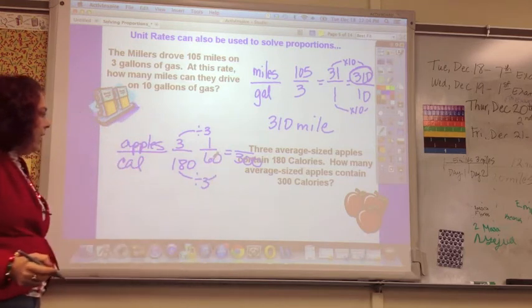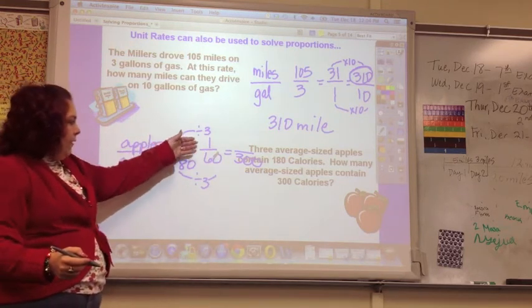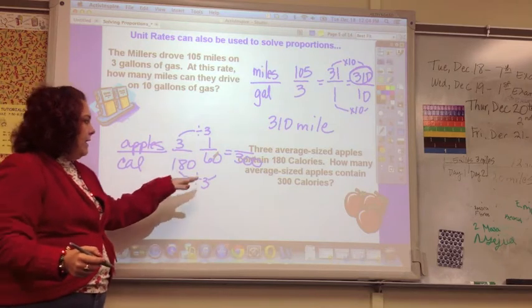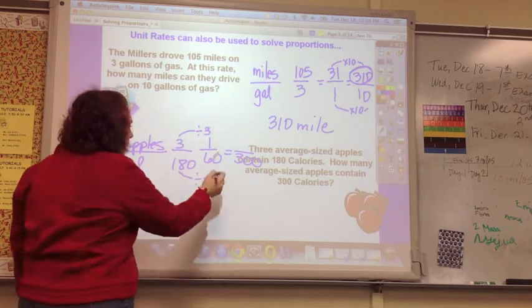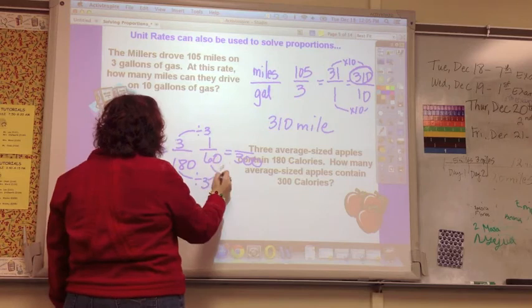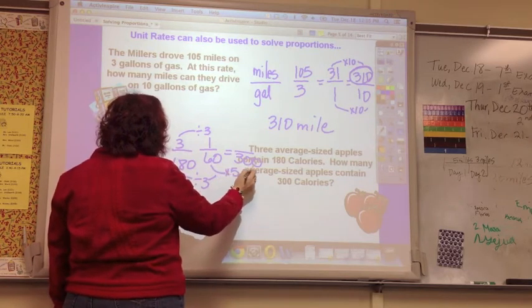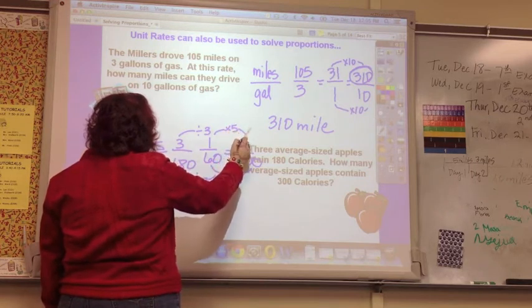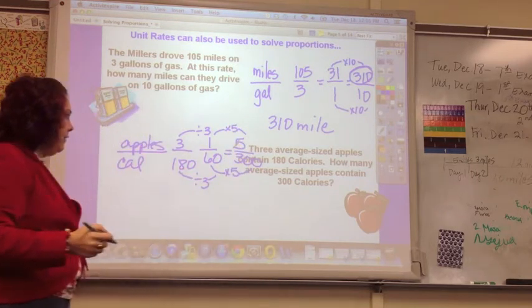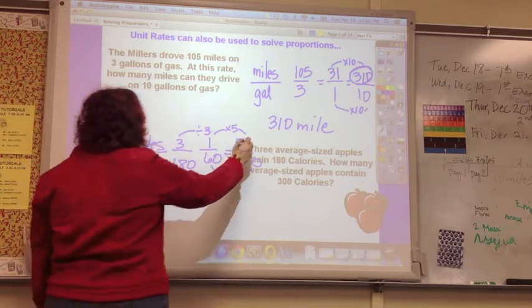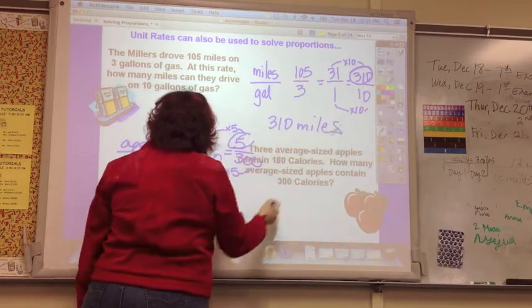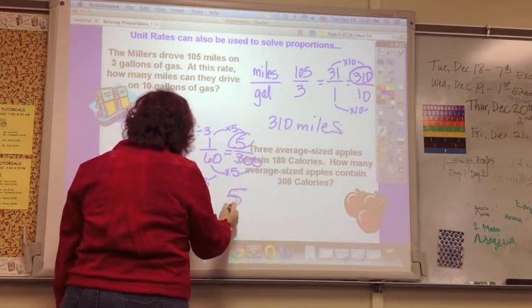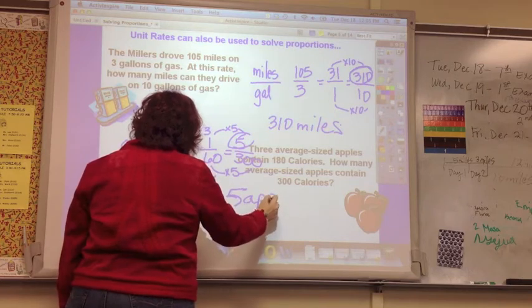So now I have to say one apple has 60 calories. How many apples have 300? And 6 goes into 30 times 5. So 60 into 300 is times 5. So this is times 5. And so that's 5. So the answer is 5 apples.